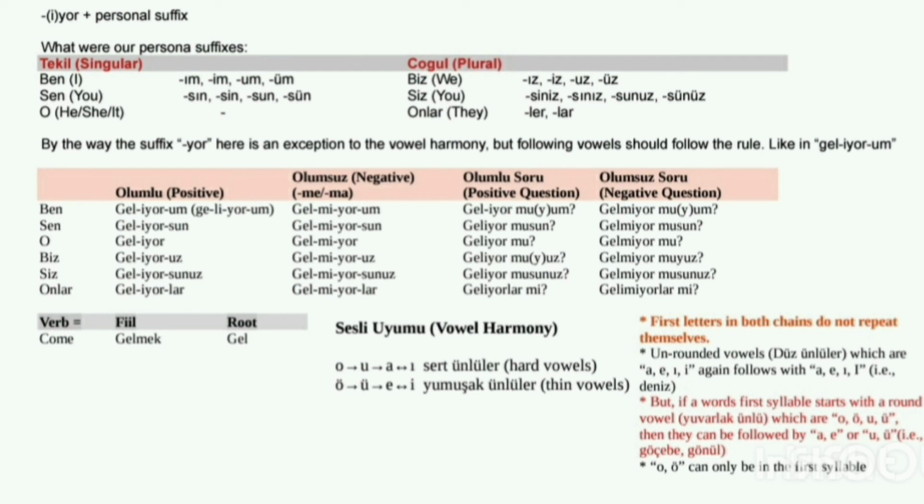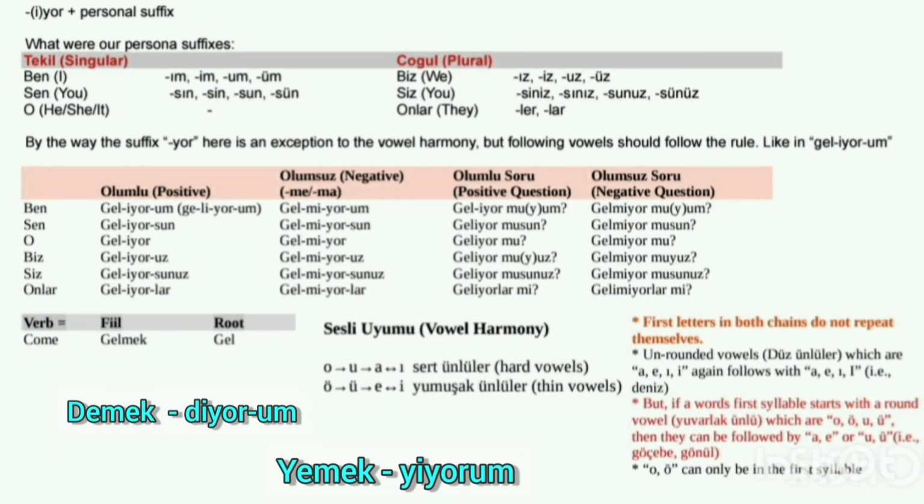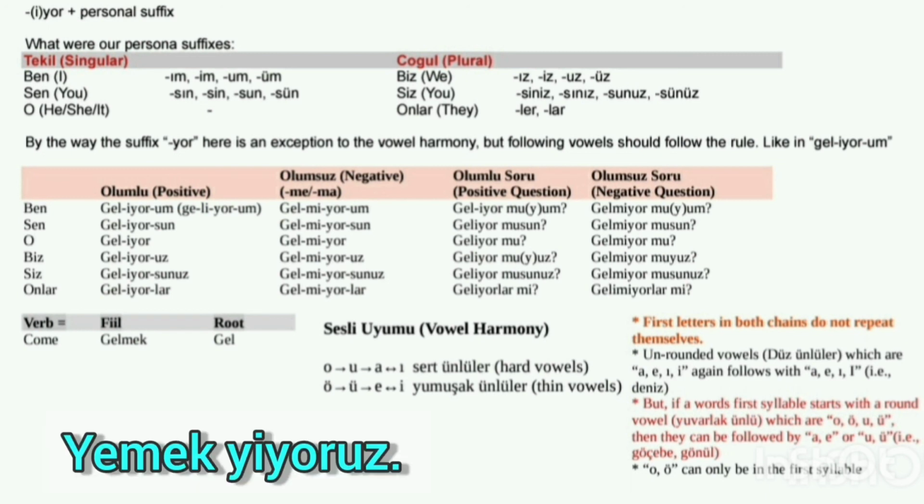So do the rest. We have two verbs which have only one syllable, demek and yemek. Demek means to tell, to say, and yemek means to eat. So here, like in the previous example, this e drops and demek becomes diyor, yemek becomes yiyor. Yemek yiyoruz. We are eating.